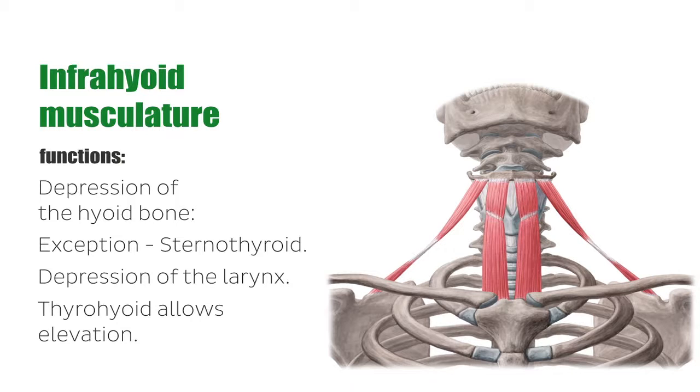The omohyoid has an additional function due to its structure. Remember that it has the intermediate tendon that we looked at, and this tendon is attached to the carotid sheath, which contains the internal jugular vein, the common carotid artery, vagus nerve, and lymph nodes. By pulling this sheath, it prevents the big thin jugular vein from collapsing and maintains a low pressure in the internal jugular vein. This way, it increases the blood return from the head to the superior vena cava.